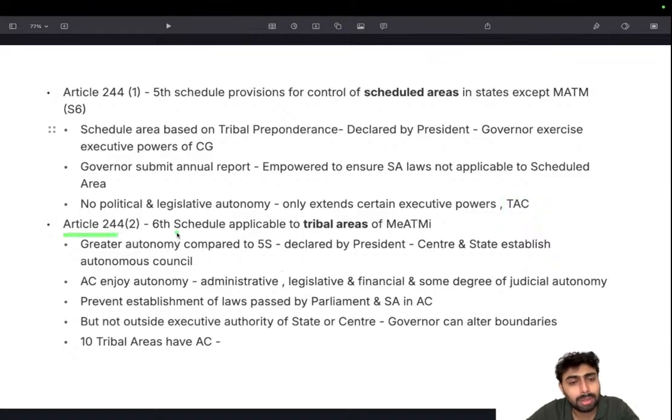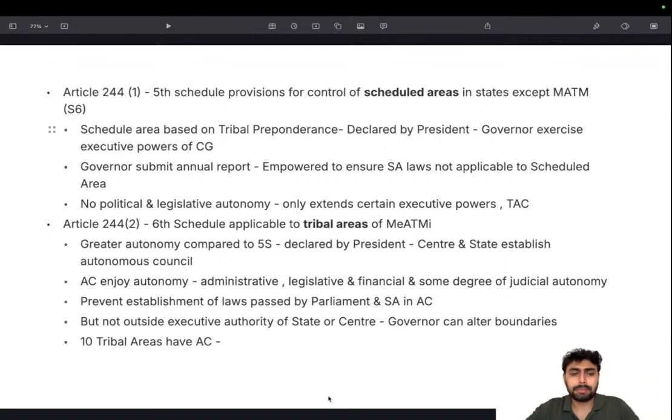Then Article 244(2), 6th schedule, tribal areas of Mizoram, Meghalaya, Assam, Tripura, with greater autonomy, again declared by president. Central and state established autonomous councils. They actually have more autonomy: administrative, legislative, financial and some degree of judicial autonomy, because in certain cases they can have their own personal laws and their own adalats. So as to preserve their culture and to protect their heritage. They prevent application of laws passed by Parliament and State Assembly.